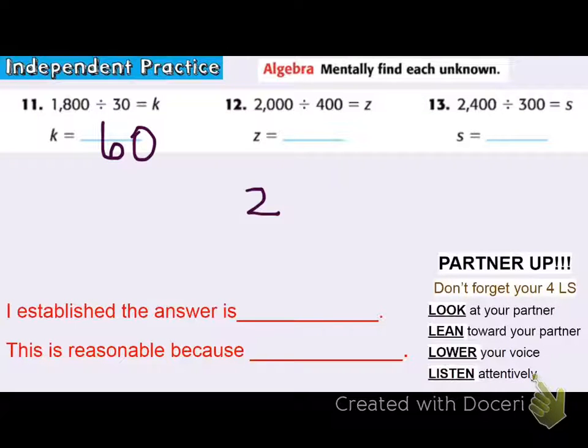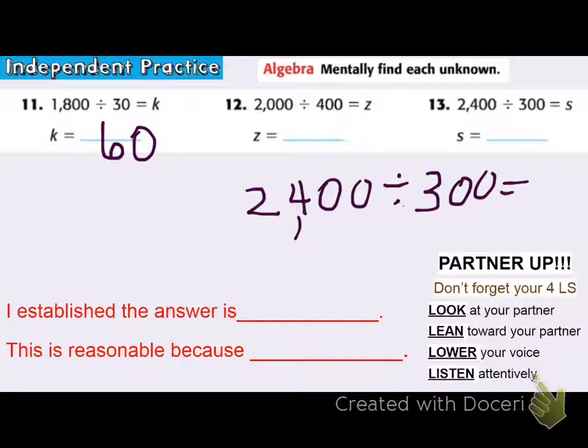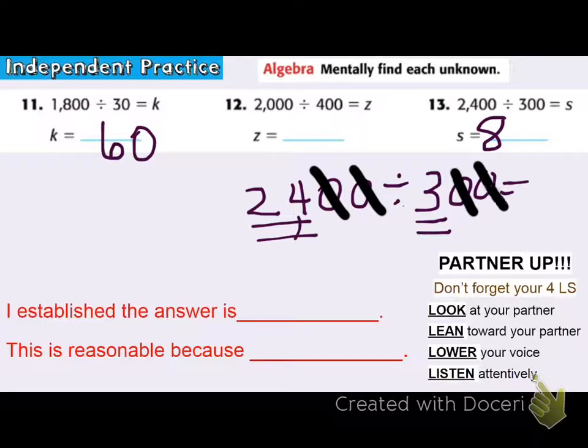So if I look at 13, I have 2,400, and I'm going to divide it by 300. If someone told you to solve that in your mind, you would probably laugh at them. But after today's lesson, you can see that knowing these patterns, it helps you. You can do 3 into 24. 3 times something is 24, and you know 3 times 8 is 24. You can also see that you can cross off 2 of the place values, and there's no zeros left.